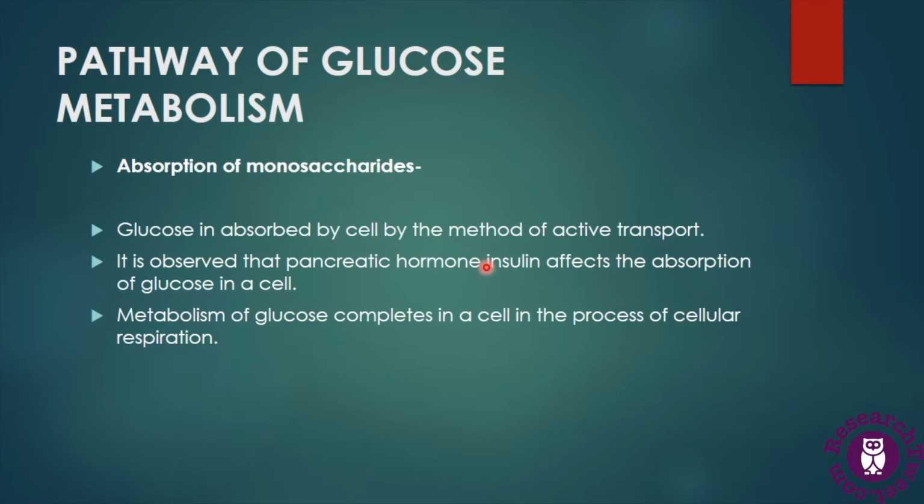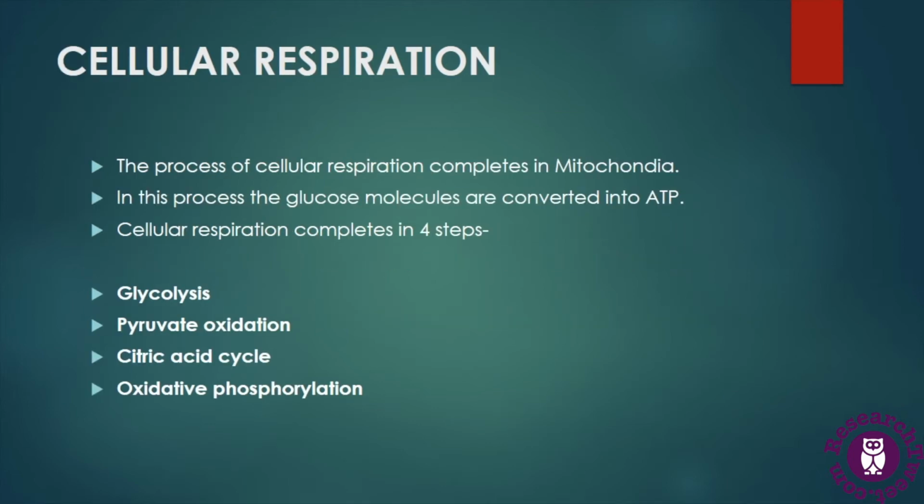Now let's understand this pathway in detail. At first, glucose is absorbed by cells, and this absorption is affected by the hormone insulin, which is secreted by pancreatic cells. Now the process of cellular respiration completes glucose metabolism in the mitochondria. This process completes in 4 steps, which are glycolysis, pyruvate oxidation, citric acid cycle and oxidative phosphorylation, and all these processes are commonly known as cellular respiration.